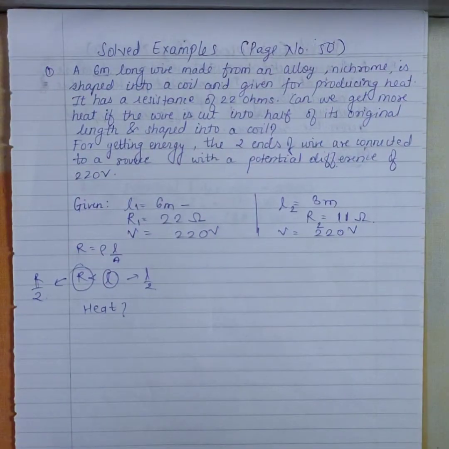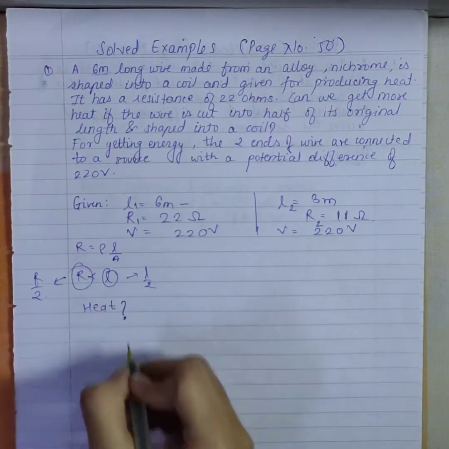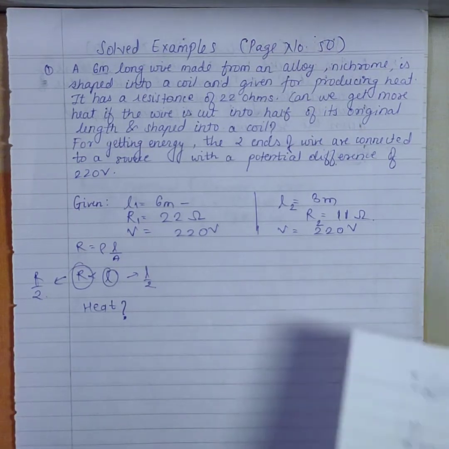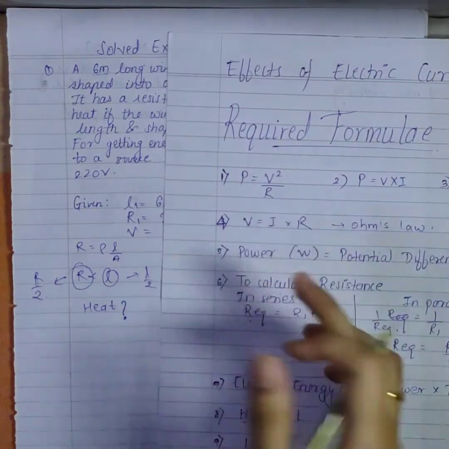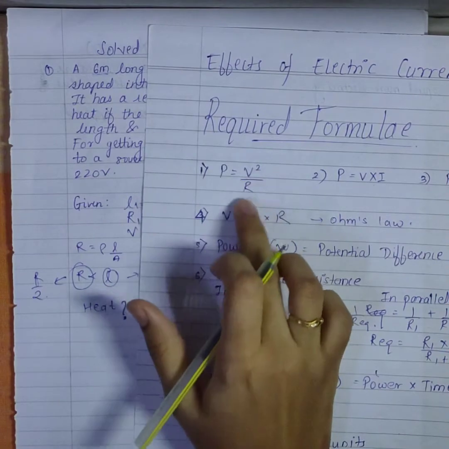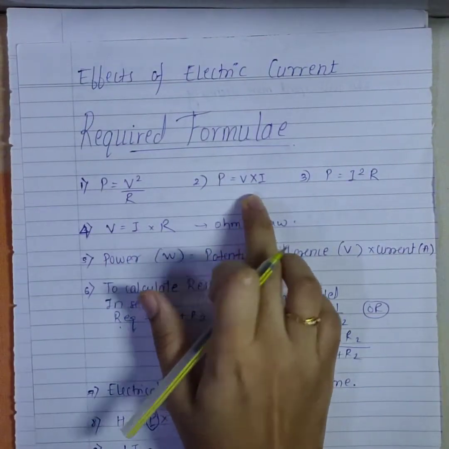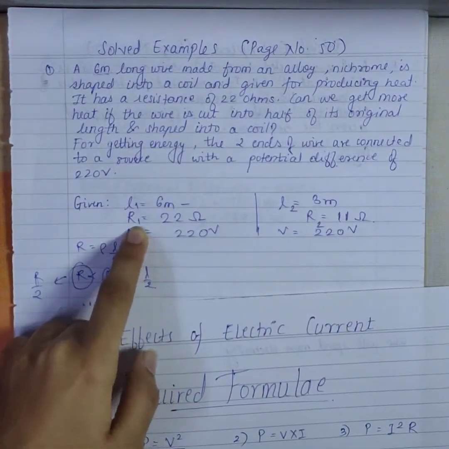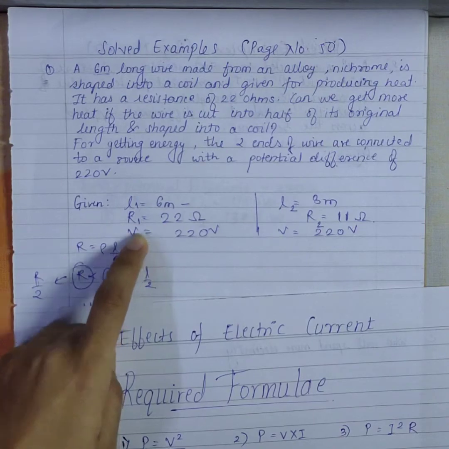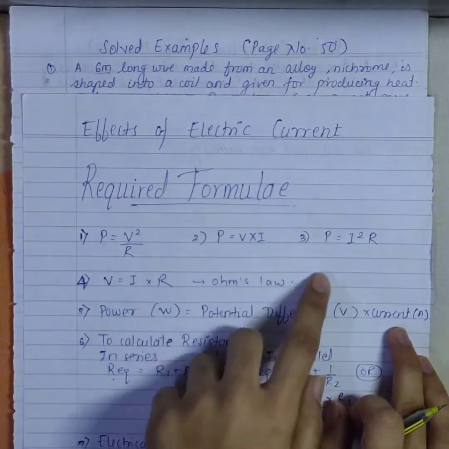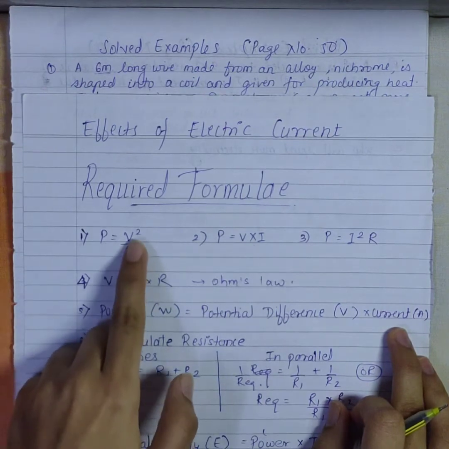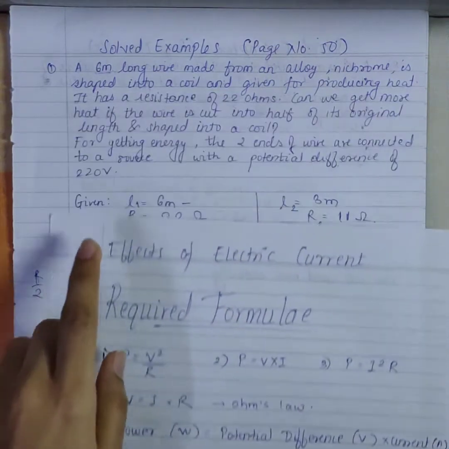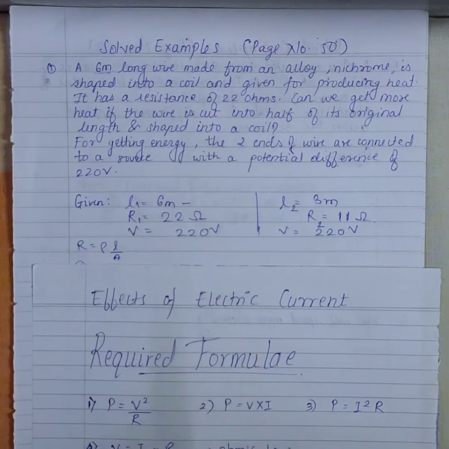So what is the formula for power here? We have 3 or 4 formulas for power. What is it? P is equal to V square by R, P is equal to IV, or P is equal to I square R. So let's say I have resistance with me, I have voltage with me. So which is the formula which involves resistance and voltage? This is the first formula which I can use in my sum because they have given me both R and V to calculate my power.